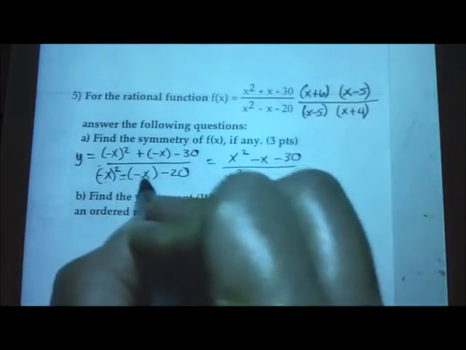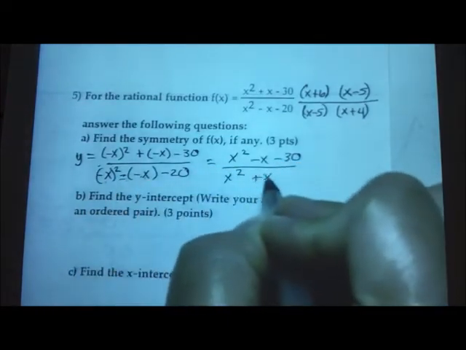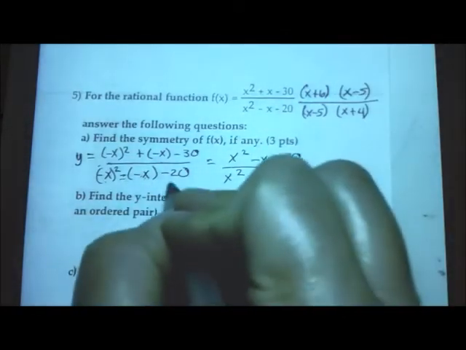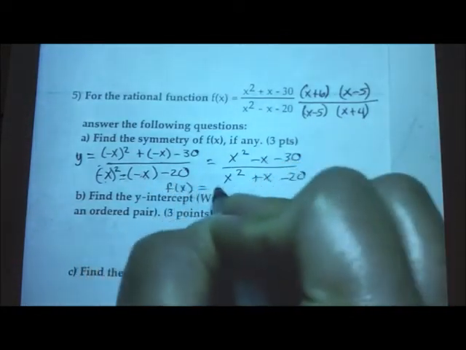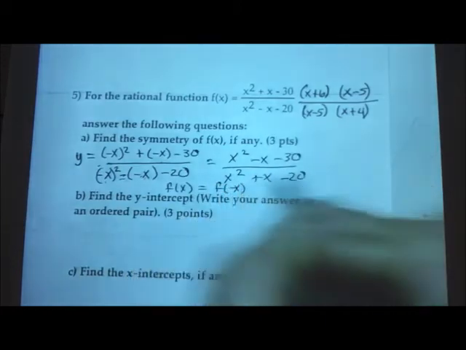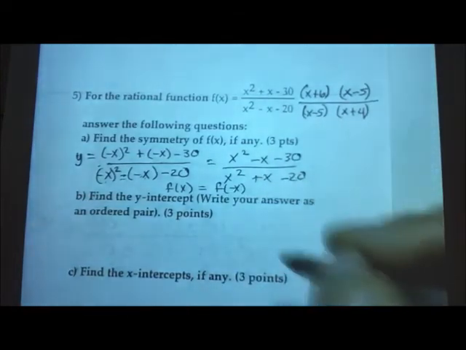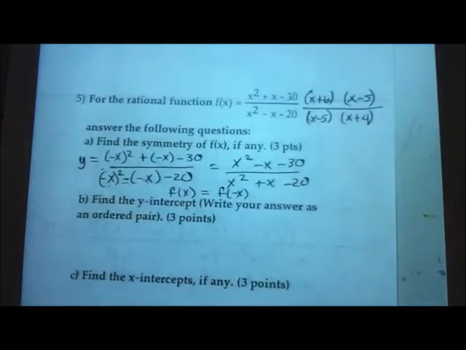This now becomes a what? A positive. So the question is, is f of x equal to f of negative x? Are they the same? No. So then, is there symmetry about the y-axis? No. How do we find out if there was symmetry over the origin? Do you remember? We would put a negative in front.